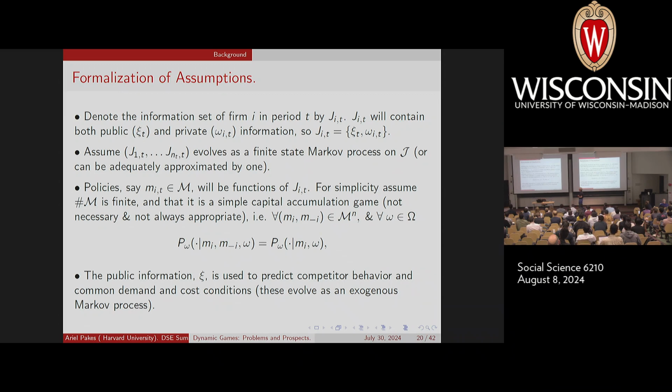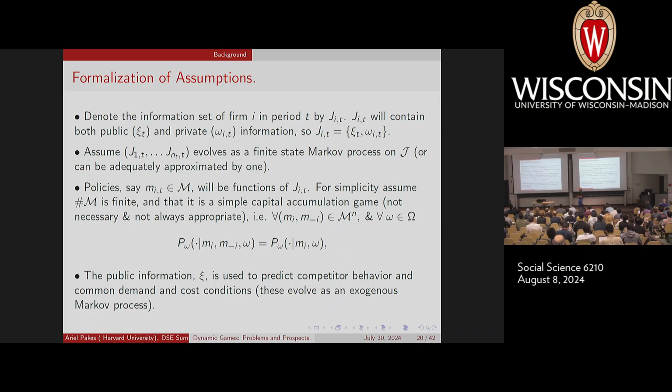And it's a capital accumulation game again. So what's a capital accumulation game? The evolution of my omega depends only on my policy. It could depend on my policy choice, my competitor's policy choice, and where I am today, but I'm going to assume it only depends on my policy choice. This rules out auctions and other things, but I'm just trying to get through the basic stuff as fast as I can.